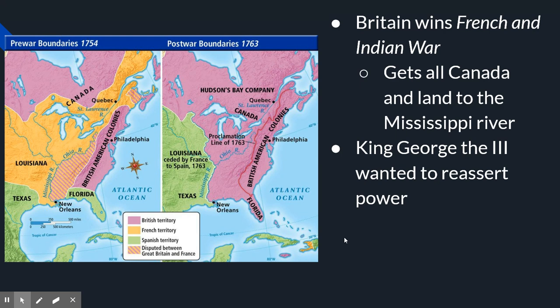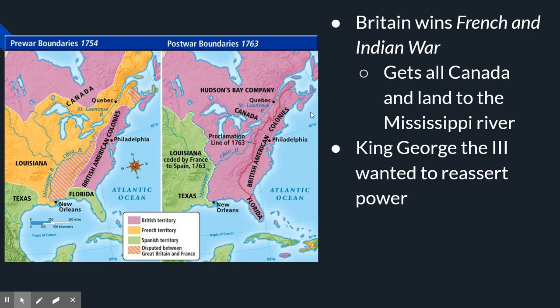And it was between the French and the British, but in North America, where we're going to focus, it was between the French and their Native American allies, and the British and the British colonists. So no surprise, the British end up winning, and the British take Canada and what we know as the Midwest and the South from the French. The French then get Louisiana from Spain.